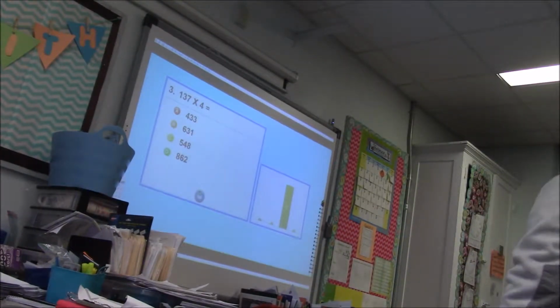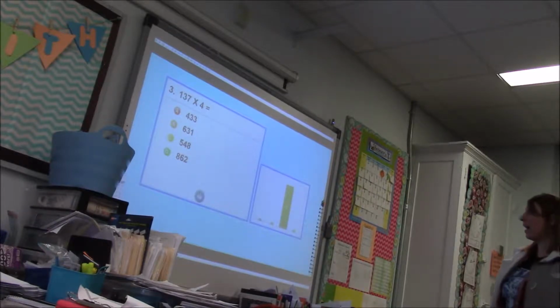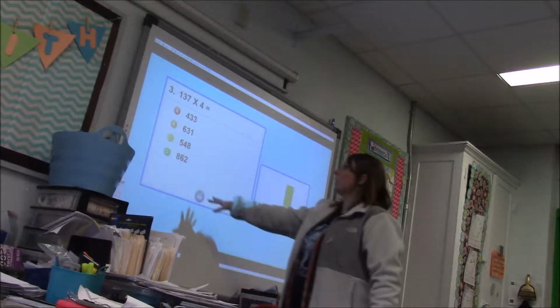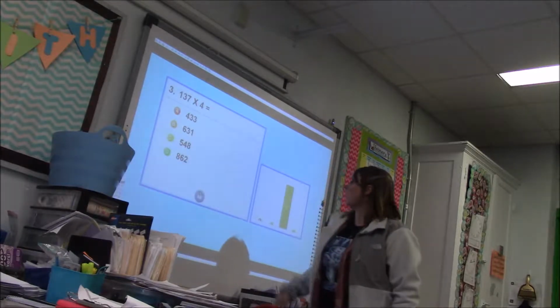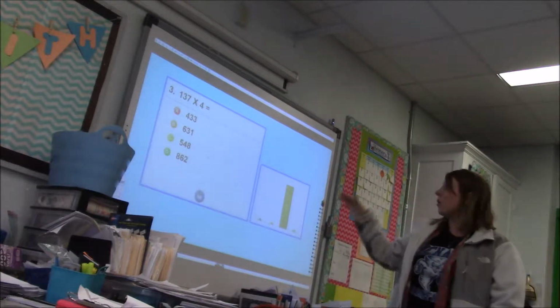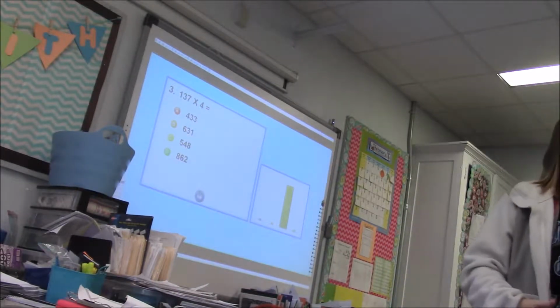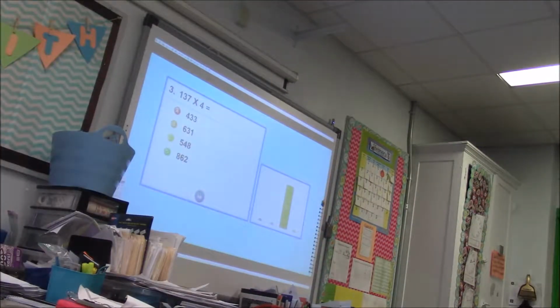All right, 137 times 4. We'll see the class all chose answer C. All right, so we're all on task here. We're all getting the correct answer. It looks like everybody got it. So this tells us that we are all doing well answering this type of question, this 3-digit by 1-digit number. Very good. Shine your halos. Good job.